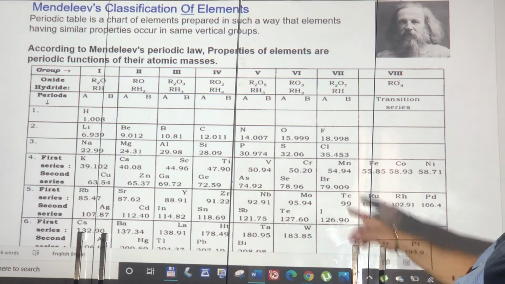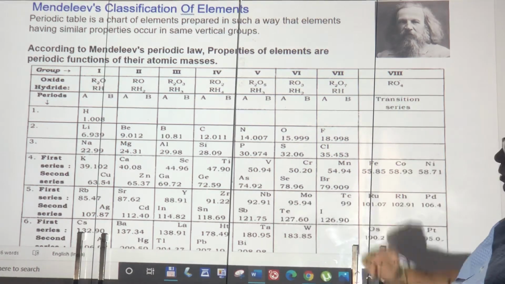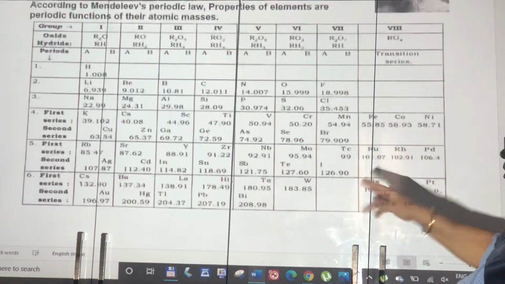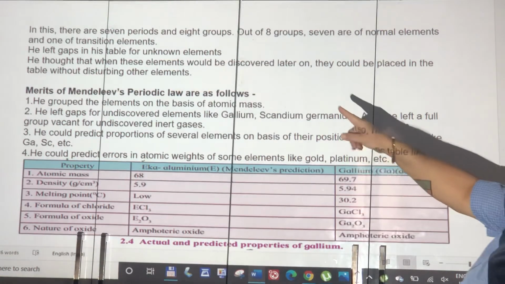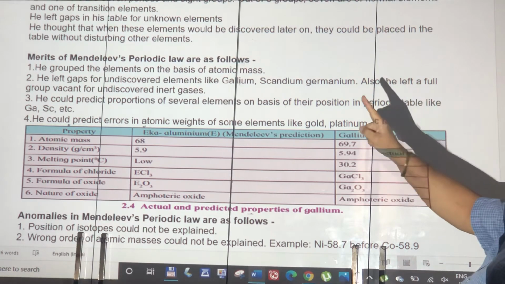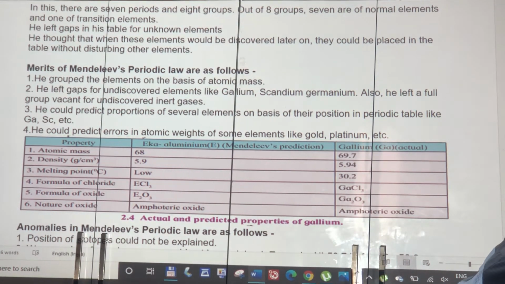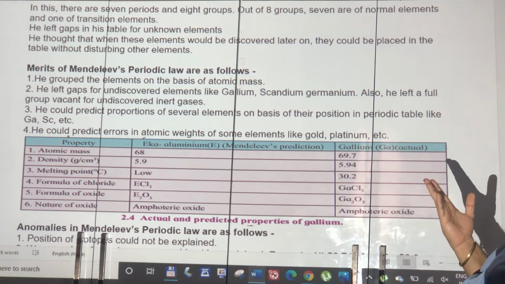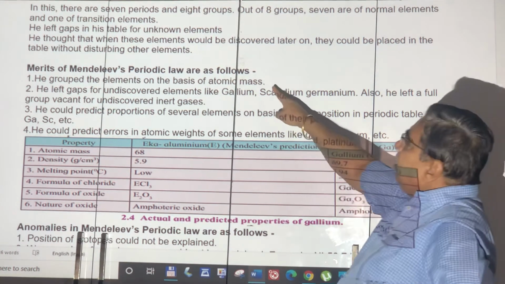So this was his table, with 8 rows and 8 columns and 7 rows. Okay, so I put there 7 periods, 8 groups. 7 are normal and 1 is transition in the end, which are showing multiple properties. He left gaps for unknown elements and he said when they are discovered, you can put them there and the table will remain the same.